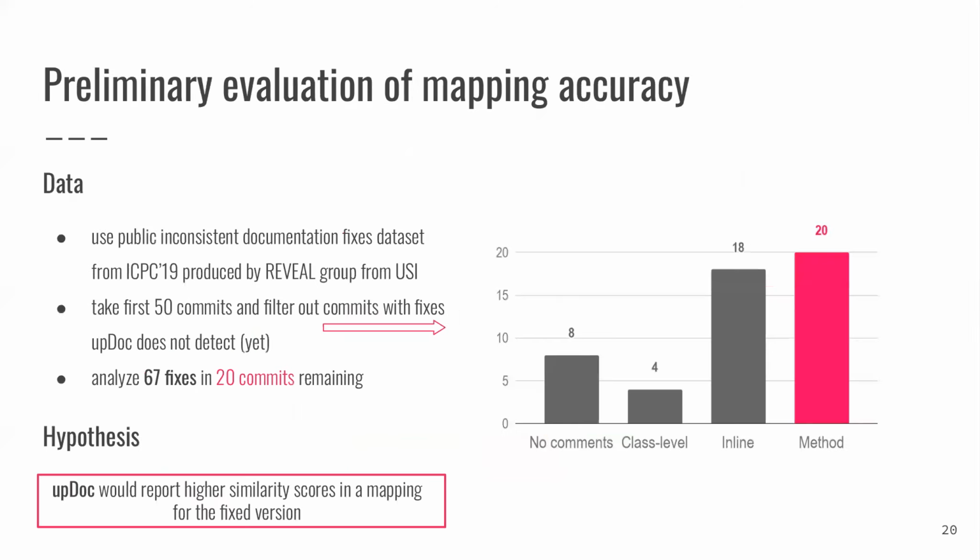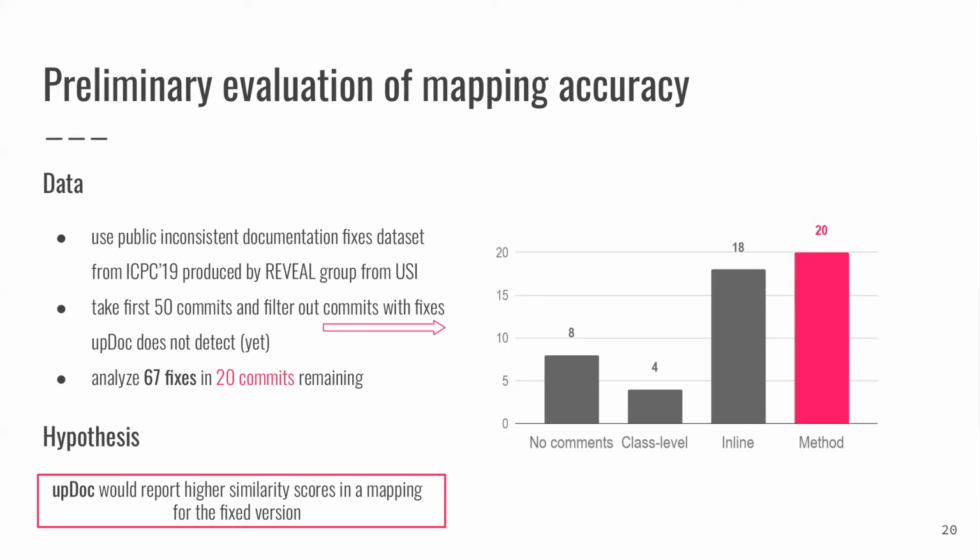So we performed a preliminary evaluation of the mapping accuracy of our tool. We have taken data from the public dataset of inconsistent documentation fixes that was presented one year ago at ICPC 2019, and it was produced by the REVEAL group from University of Lugano. We take the first 50 commits of one part of this dataset and filter out commits with fixes that our tool Updoc does not detect yet.